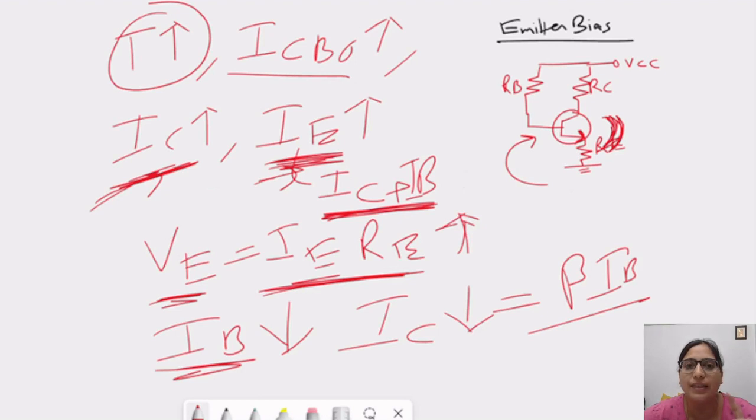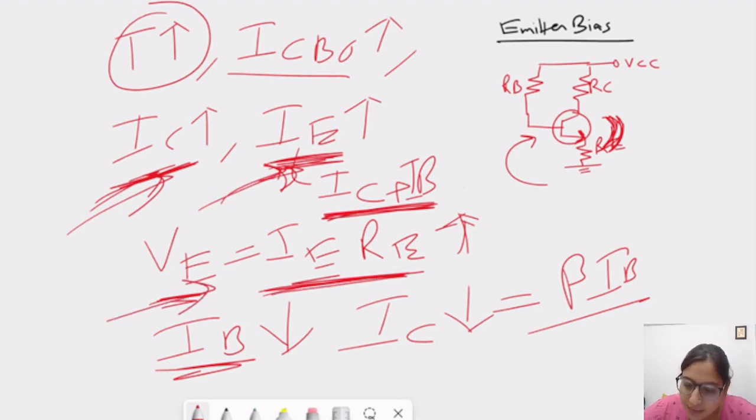First we are discussing the temperature variation. So if temperature increases, leakage current increases, collector current increases. Due to this, emitter current increases, and due to this increment, the voltage drop across the emitter section, IERE, increases. Due to this IERE increment, the base current will decrease and the collector current will also decrease. Now we will discuss it in little more detail what is happening here.